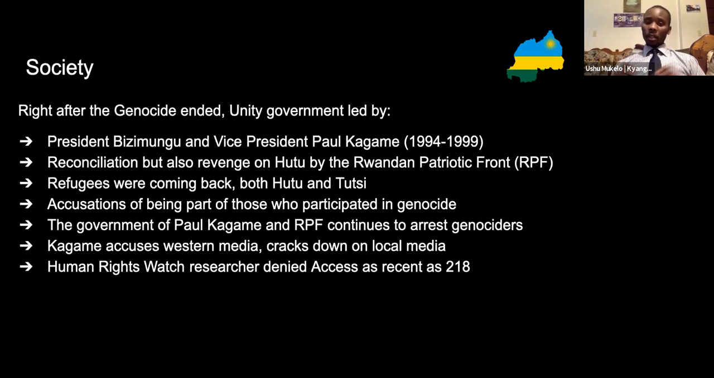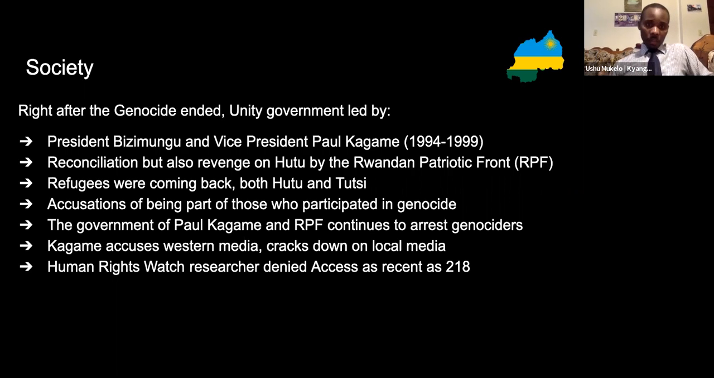Accusations of being part or being a participant in genocide cost many lives and also longer prison times without justice. The government of Paul Kagame and the RPF continued to arrest genociders based on accusations.